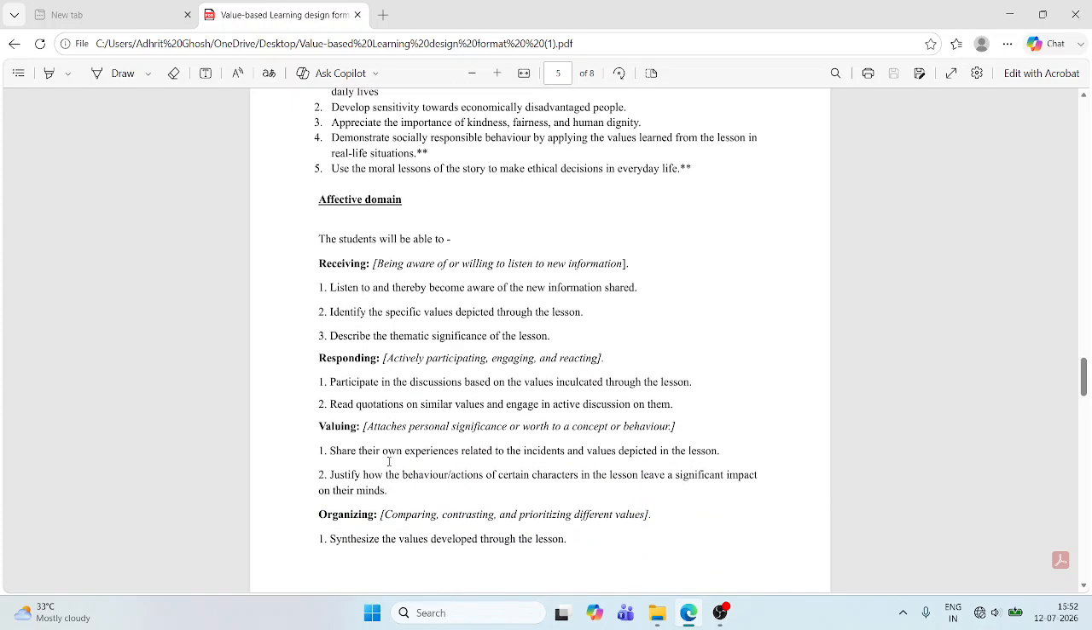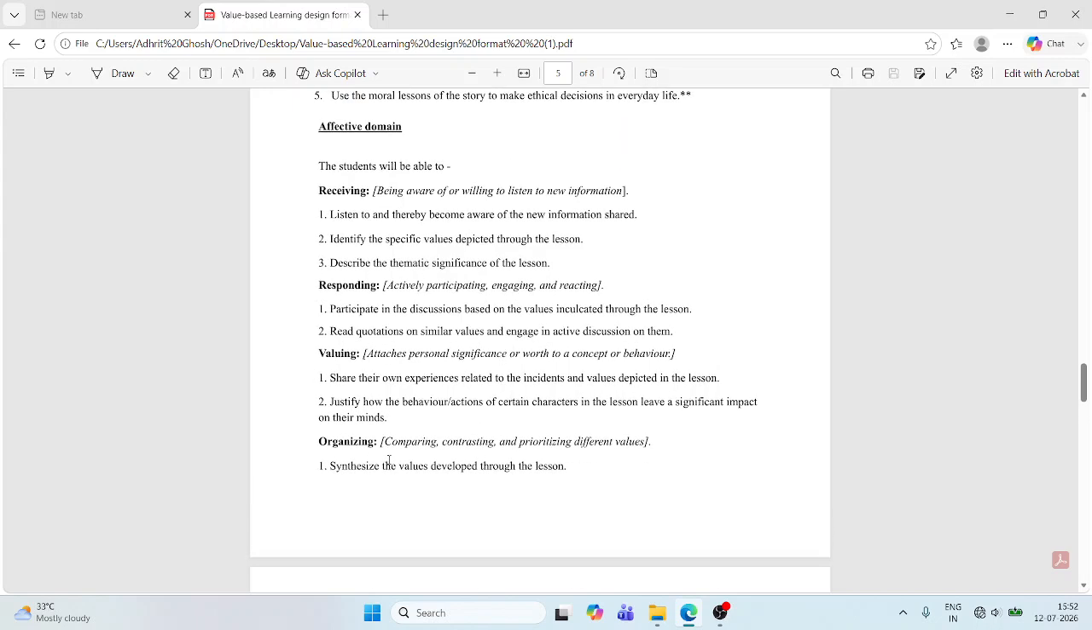Now we come to the affective domain. As I said, students apart from language subjects, it's important that you choose topics through which the affective domain can be activated. So the choice of the lesson is very, very important. So what will you write? The students will be able to pay attention.